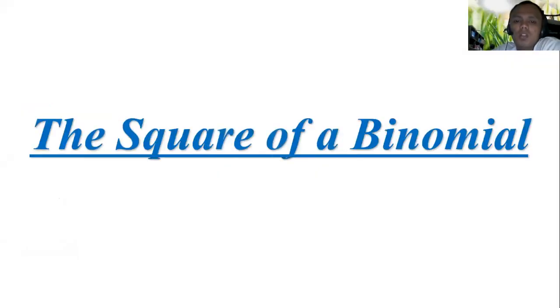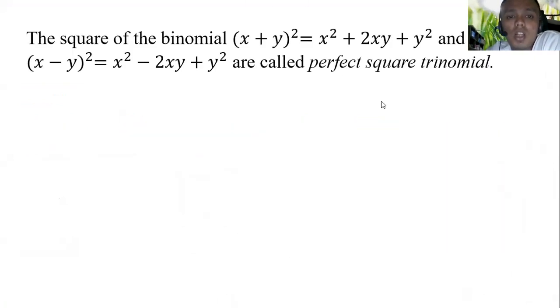So today we will discuss naman about the square of a binomial. The square of a binomial, x plus y squared, is equal to x squared plus 2xy plus y squared, and x minus y squared is equal to x squared minus 2xy plus y squared. These are called the perfect square trinomial.